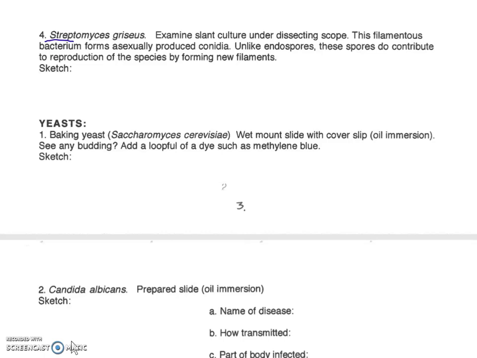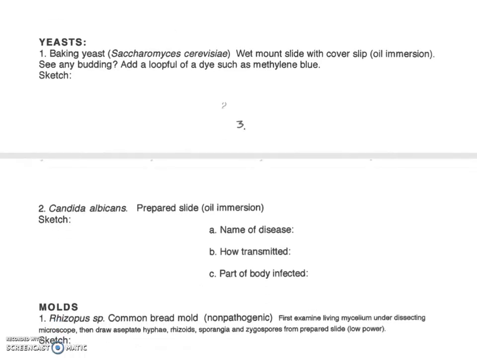Streptomyces species are interesting because they're producing antibiotics. Next up, yeast. We usually have baking yeast in the lab, Saccharomyces cerevisiae, and you would have had to dissolve some baking yeast in water and then make a wet mount and take a look, but you can easily find images online and draw your own yeast cells.